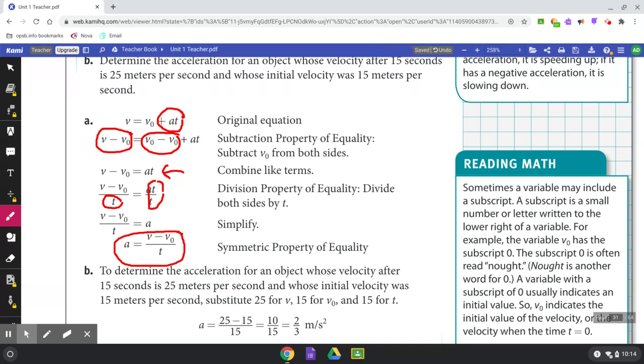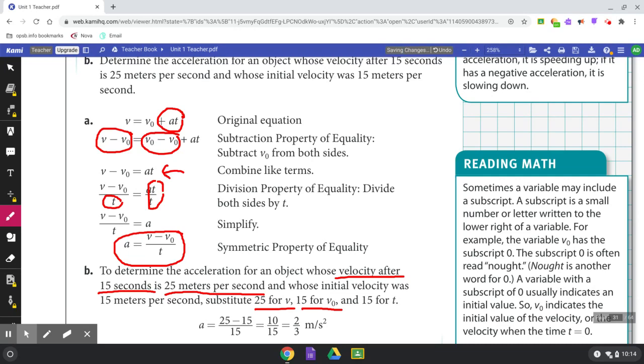So in order to determine the acceleration for an object whose velocity after 15 seconds is 25 meters per second and whose initial velocity was 15 meters per second, you substitute in 25 for V because it tells you the velocity after 15 seconds is 25 meters per second. So V equals 25. So substitute in 25 for V.